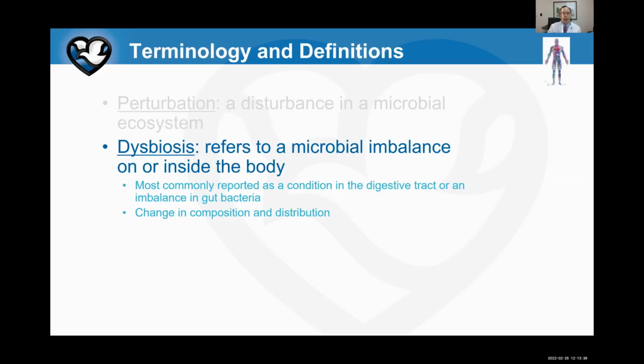This may reflect change in composition. You may have decreased, especially keystone organisms, or you may have increase in the opportunistic pathogens. It may also reflect the distribution, that the bacteria that are primarily in your colon can translocate into the small intestine and then lead to what's called small intestinal bacterial overgrowth. And that is a state of dysbiosis.